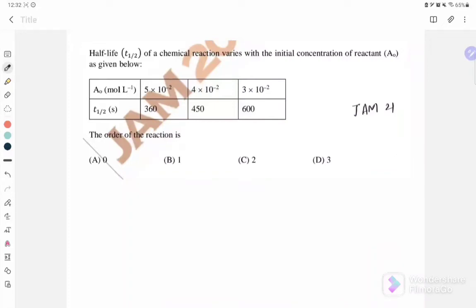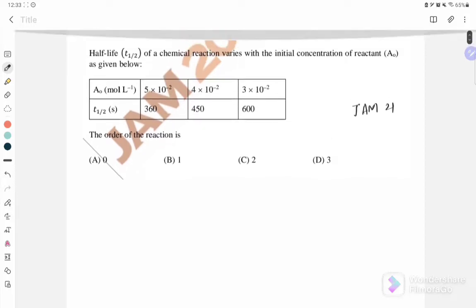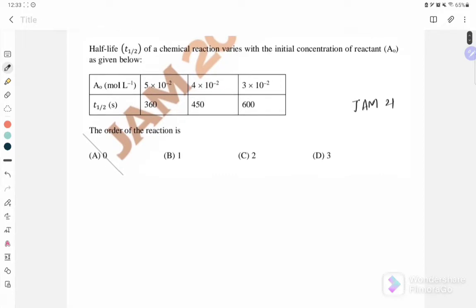So today we'll start our next chapter, that is chemical kinetics. This chapter is very important for the JAM, NET or GATE exam. Today we'll do some previous year questions from the JAM examination. We can see two questions every year that come from chemical kinetics, so it's a very important chapter from an exam perspective. We'll cover 2018 to 2021 in this video. So let's start.